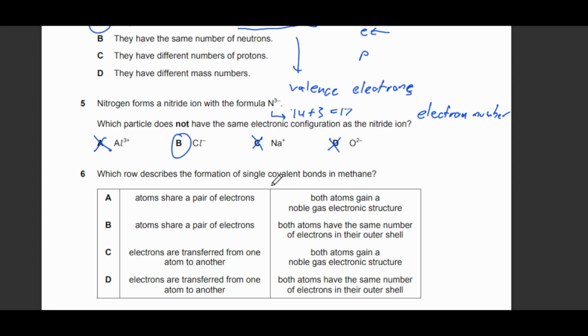N3-, right? And you want to remember that when it says minus, it means you need to add electrons, right? You need to add the number. And if it's plus, like in Al3+, you need to take away the number. Okay?